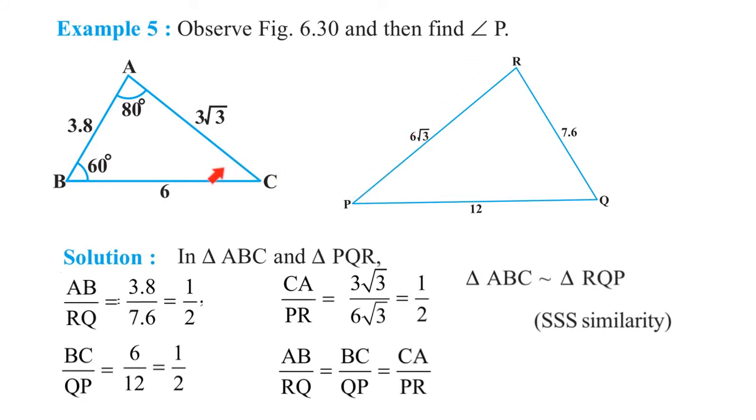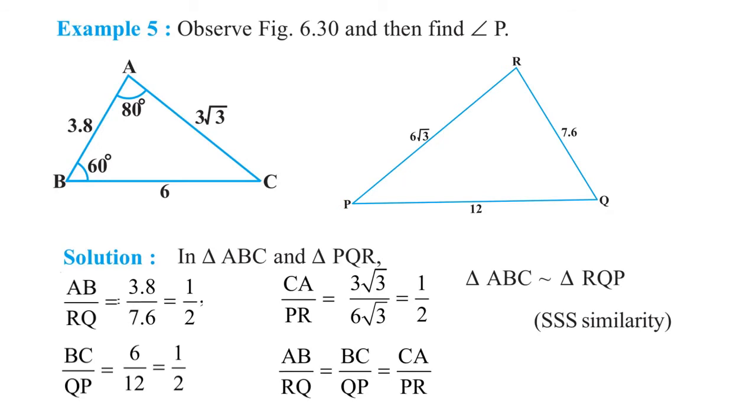So if we find angle C, it becomes very easy for us to find angle P, because angle C and angle P will be equal. So let's figure that out. By now you should be able to figure how much that is. Can you guess how much angle C is going to be? 180 minus 80 minus 60, which is going to be 40. So angle P will also be 40.